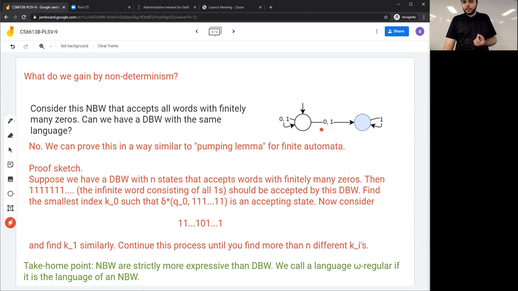Why is this a non-deterministic Büchi automaton? Because, well, from this vertex with letter zero, you can go back to itself or go to the other one. So it's non-deterministic. But I'm going to prove to you, using something that is very similar to the Pumping Lemma, that there is no deterministic Büchi automaton for this language. Okay. And well, for the proof, I guess I'll use the whiteboard.